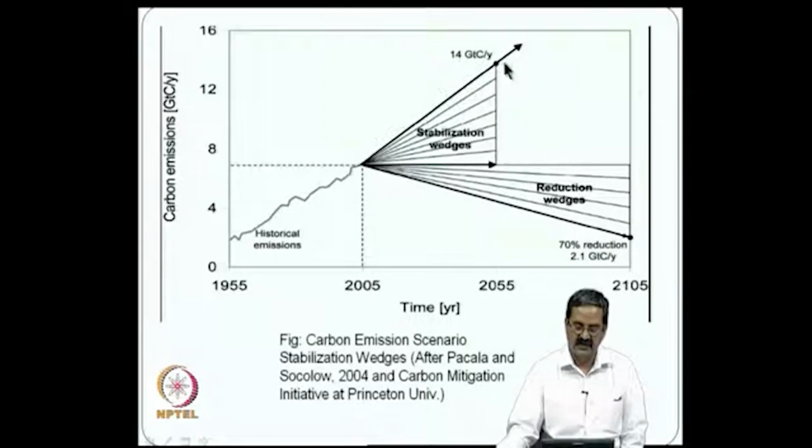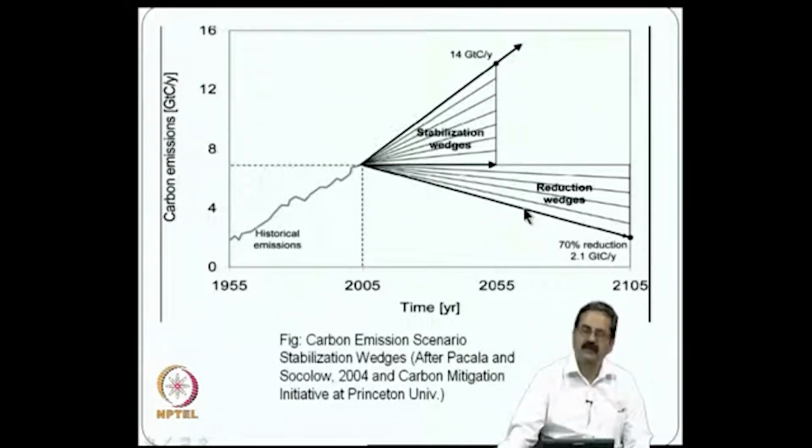This is called stabilization wedges. You do not want to follow this level, but you would like to reduce by some levels, like reduce the slope of this line to this level. These are reduction wedges, and you try to come out with some strategy of stabilizing or reducing. This is the point here. You need to come out with various methods and plans, so that the ultimate carbon emissions will not endanger the atmosphere.